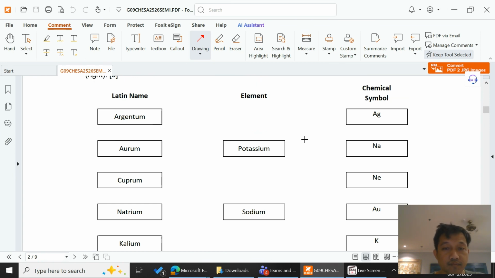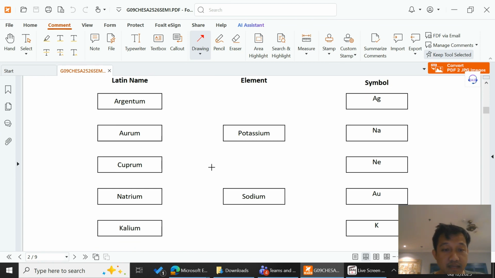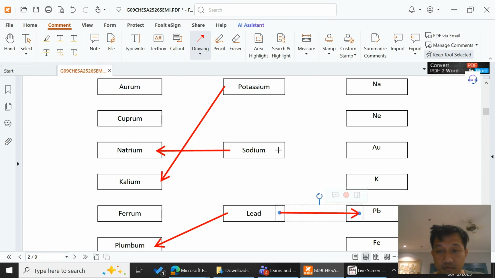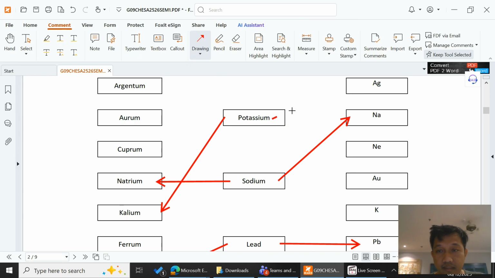First of all, from the element, let's go to the left. Potassium is equal to Kalium, and sodium is equal to natrium. What else, guys? Lead is equal to plumbum. The symbol for plumbum is Pb, the symbol for sodium is Na, and the symbol for potassium is K.